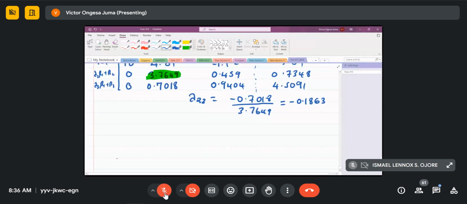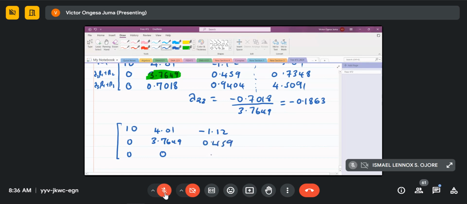So row 1, nothing changes. So it is 10, 0, 0. Row 2 is 4.01, that is 3.7649. And then we have here 0. So that one you don't even have to do it. Just know it will be 0. Last, this is 1.12.